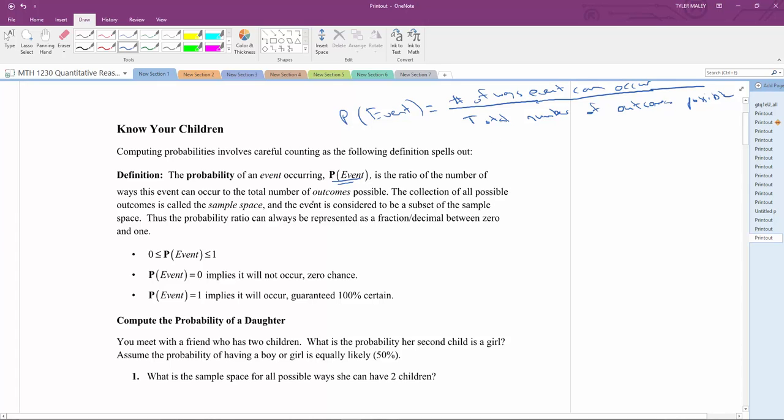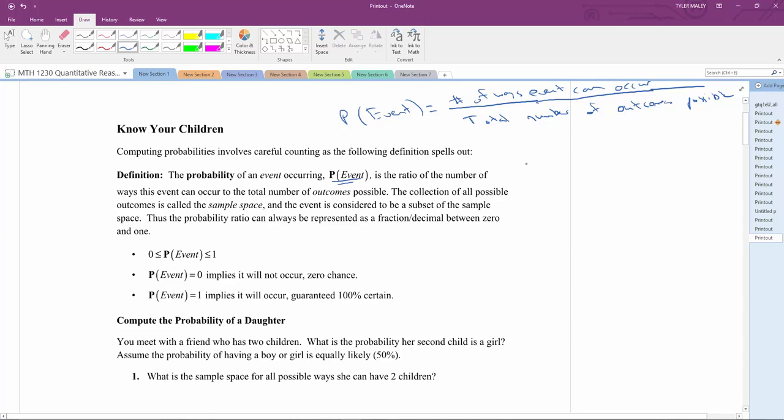And then we're told the collection of all possible outcomes is called a sample space, and the event is considered to be a subset of the sample space, right? So some other things that are true is that the probability of some event is always in between 0 and 1, right? And it could be equal to 0 or 1. If the probability of the event is equal to 0, it means it will not occur, right? There's a 0 chance. Where if the probability of the event equals 1, this implies it will occur, right? Guaranteed, 100% certain, right?